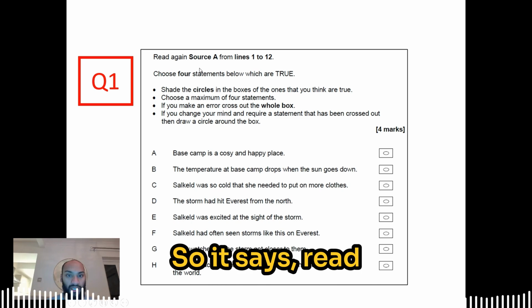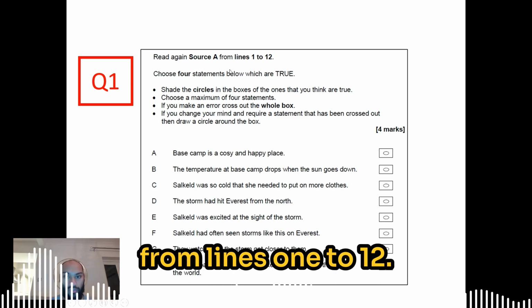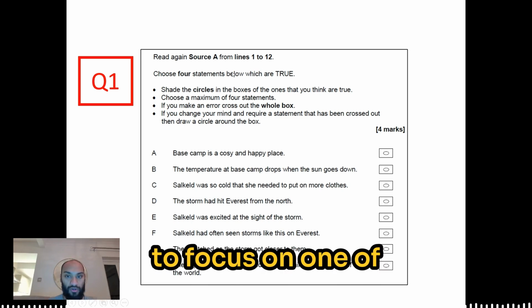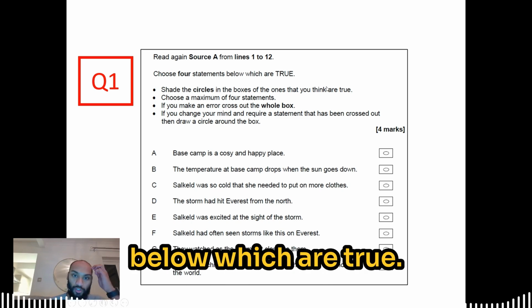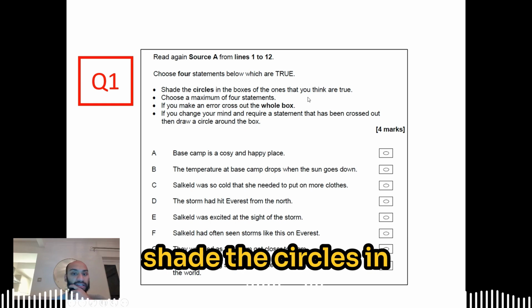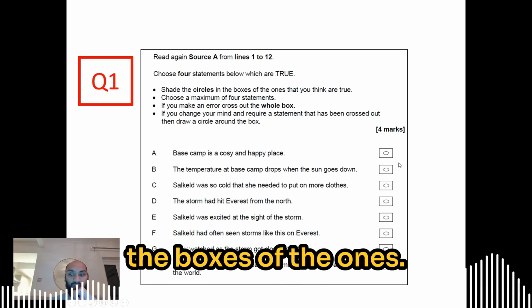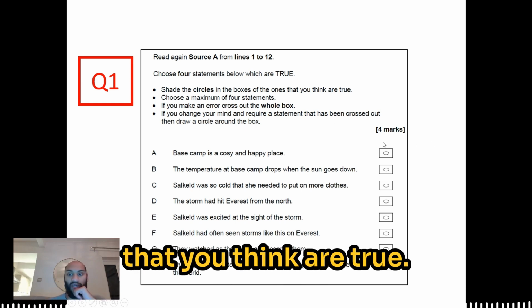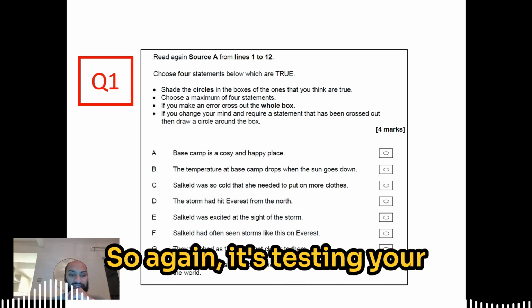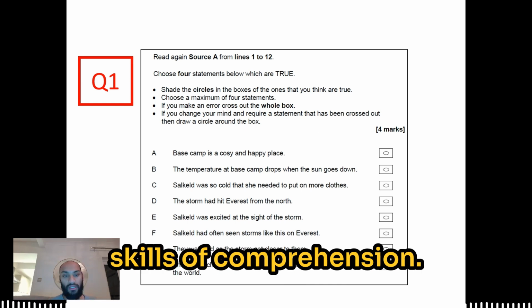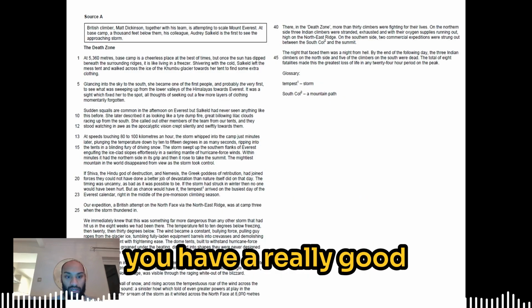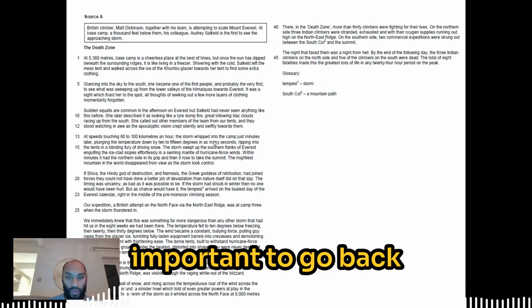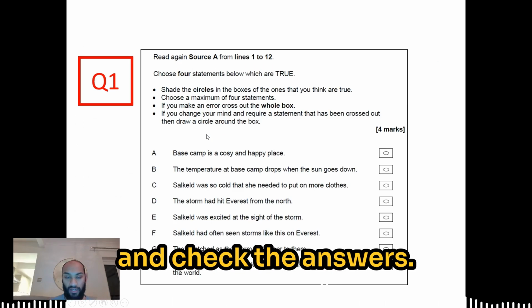So it says, read again source A from lines 1 to 12. So it only gets you to focus on one of the sources. Choose 4 statements below which are true. And then you have to shade the circles in the boxes of the ones that you think are true. So again, it's testing your skills of comprehension. So once you've read source A and you think you have a really good understanding, it's important to go back and check the answers.